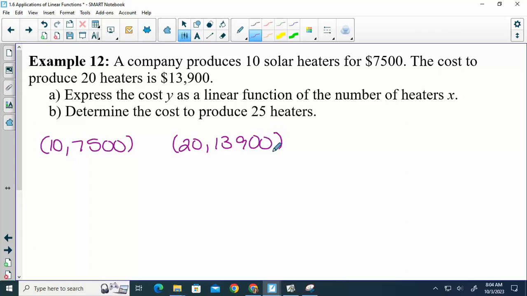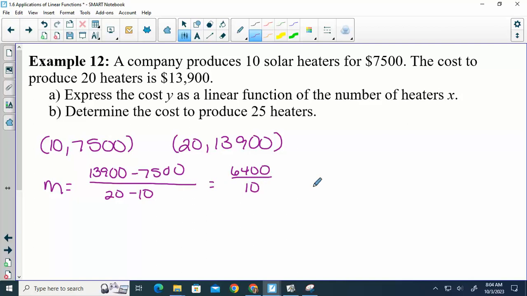Okay. And we have already talked about writing equations of lines, so we can do this. So slope is y sub 2 minus y sub 1 over x sub 2 minus x sub 1. So I have my slope, then what do we do?